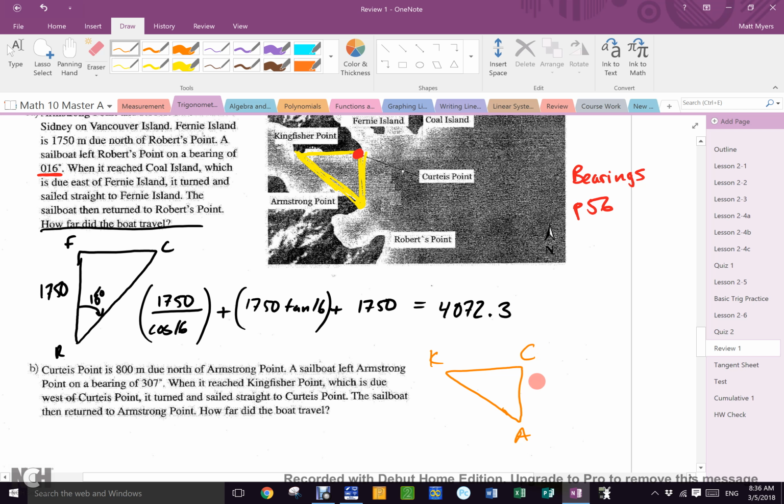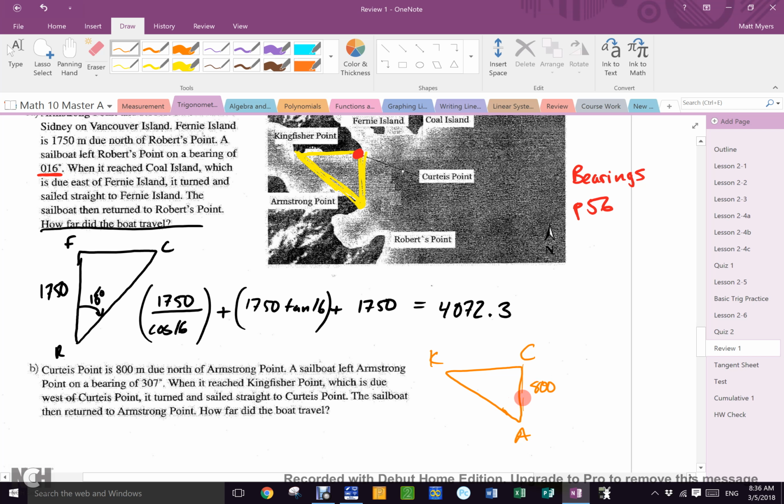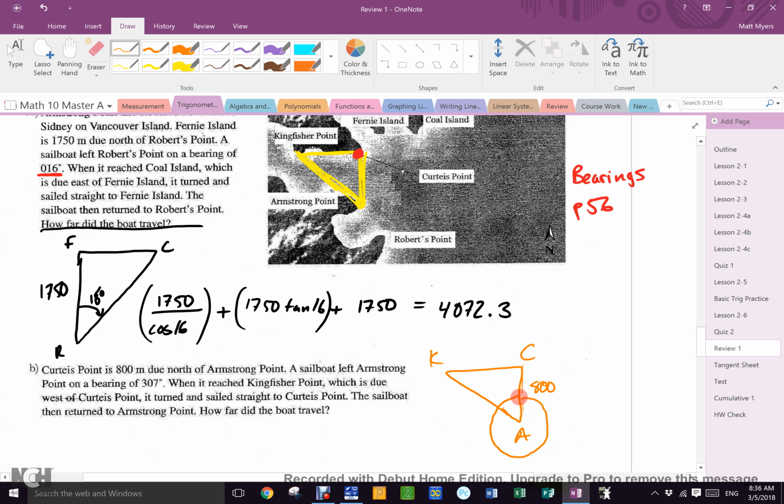The only part you know there is 800, but I took off at 307. This is straight north, so I have to go all the way around to 307, yes? I have to go clockwise all the way around. If I went all the way back around to north, it would be 360, yes? But I did not go 360 all the way back around to north. I stopped at 307. So I need this section right in here, which is 53. Does everybody understand that? Even if you didn't do it, does everyone understand that?